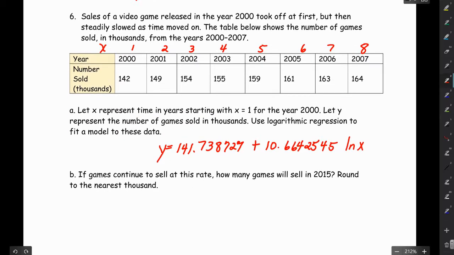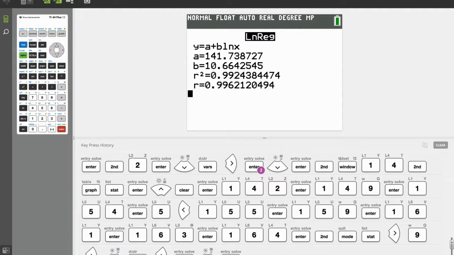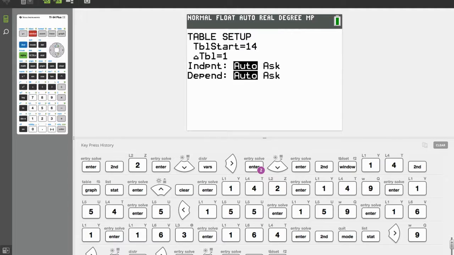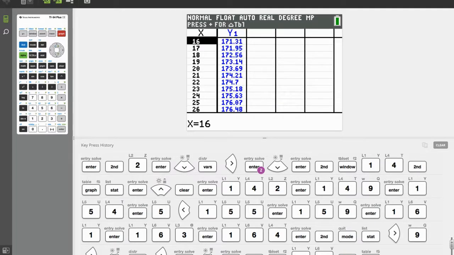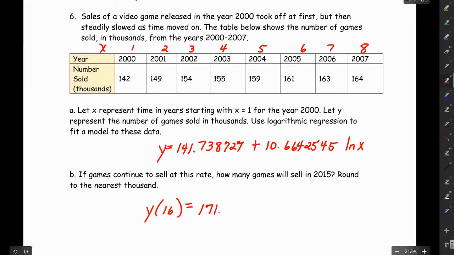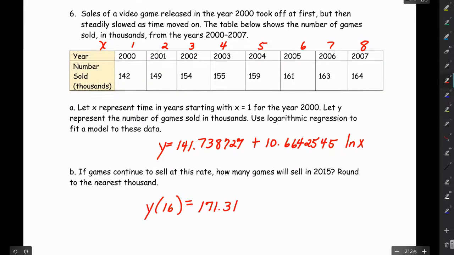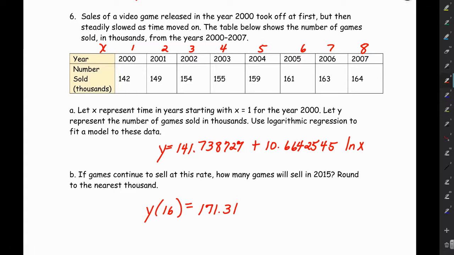It says, if games continue to sell at this rate, how many games will sell in 2015? So that would mean we need to input a value of 16 for the year 2015. So we're going to go back to our calculator. We're going to go to second window. I'm going to set my table start at 16. I'm just being very lazy now. Second graph, and I get a value of 171.31. So what does that mean in terms of this problem? That means that about 171,000 games are predicted to sell in 2015.